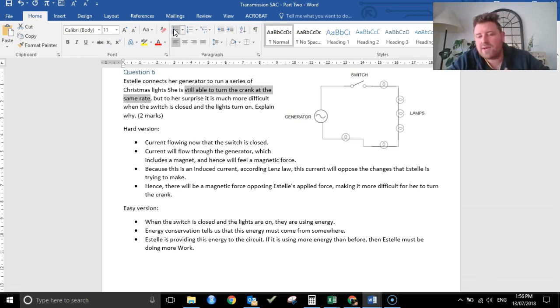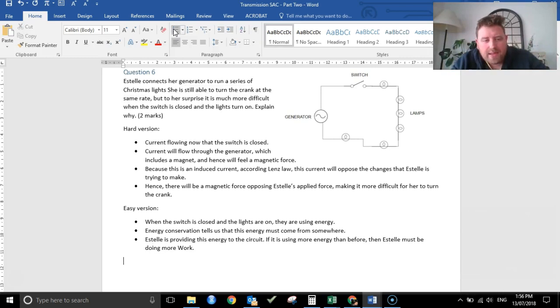So we've still got the same generator with the same N, the same B, the same A, and then the only thing that might change is the frequency. So if it gets more difficult, maybe she goes slower, and that really would reduce the EMF. But if we're saying that she's able to crank it at the same rate, then that frequency hasn't changed, which means none of those parameters have changed, which means the EMF is going to be unchanged.